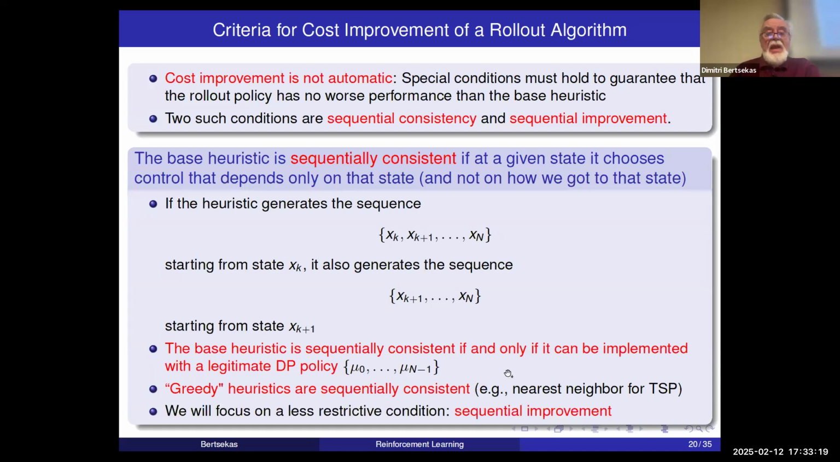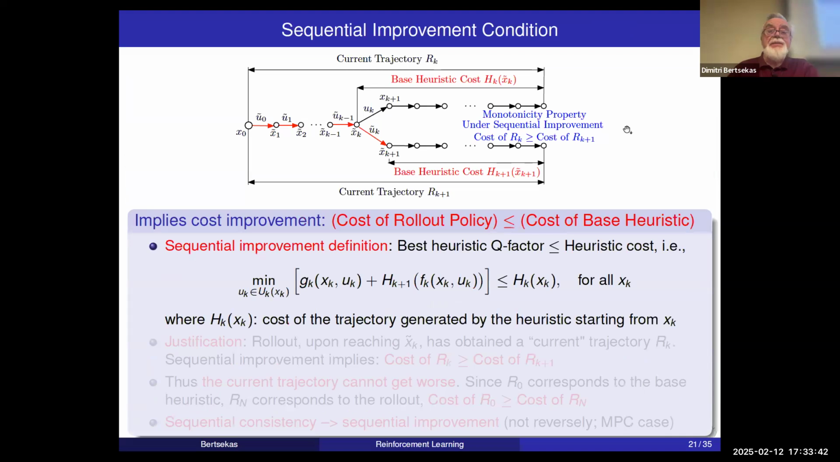It's true that if the heuristic is sequentially consistent, then the rollout algorithm has a cost improvement property. On the other hand, it's also possible to have the cost improvement property under a less restrictive condition, which we call sequential improvement. Let me explain what that is.